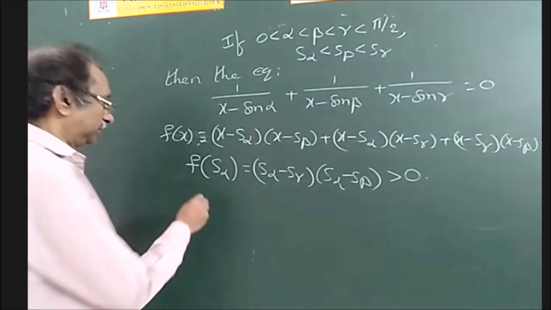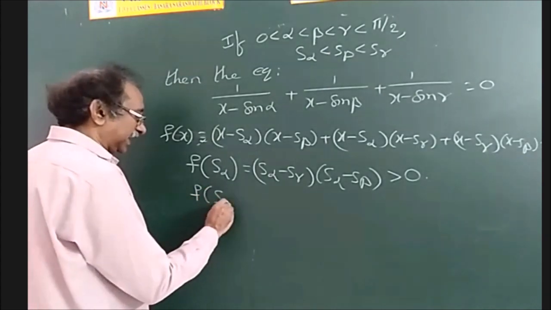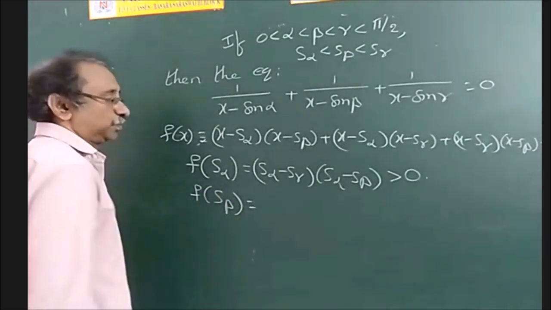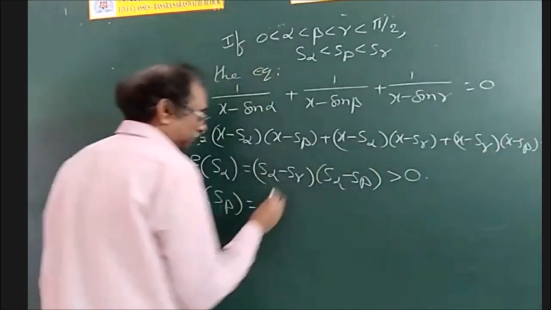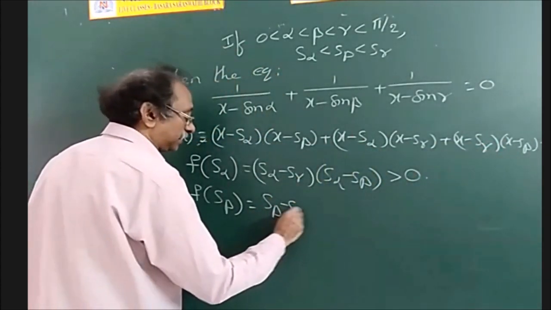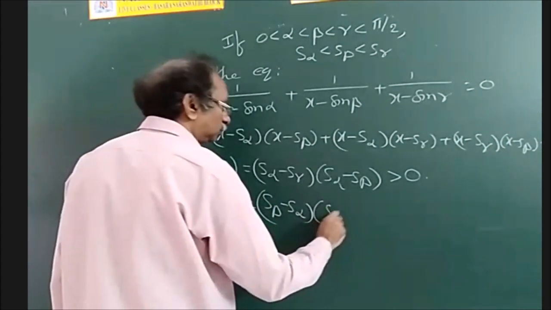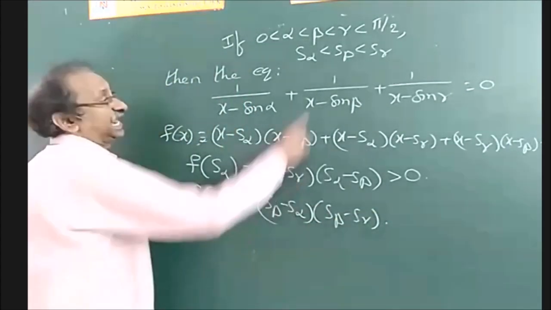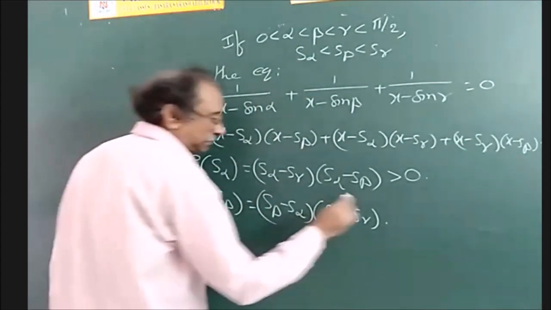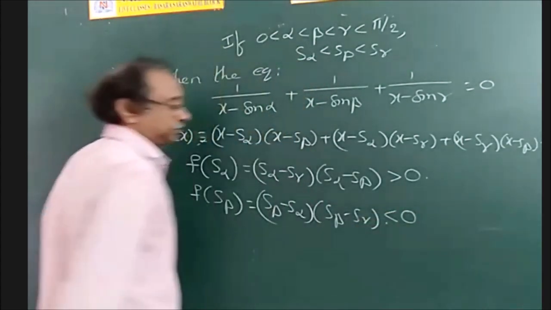Okay. And therefore, next, f of sine beta. What is f of sine beta? You will get 0 here. This is sine beta minus sine alpha into sine beta minus sine gamma. Sine beta is greater than sine alpha, so that is positive, but the other factor is negative, so the product is negative.